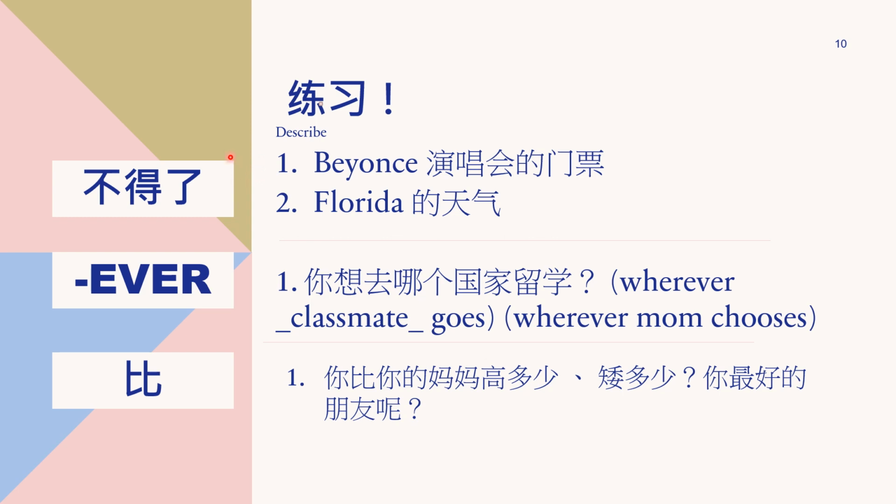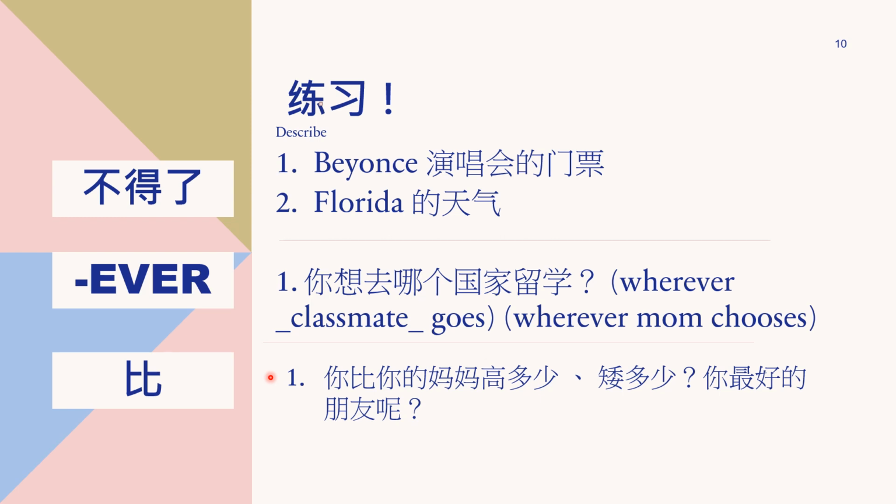那我们的练习问题 are questions for practice. So describe 不得了。第一个 Beyonce 演唱会的门票怎么样？演唱会 concert 演唱会 Beyonce 演唱会的门票怎么样？那第二个 Florida 的天气呢？Florida 的天气怎么样？那 whatever, whoever, wherever, all this 第一个 and the only one 你想去哪个国家留学？Wherever your classmate goes or wherever mom chooses. Run me both of those, please.